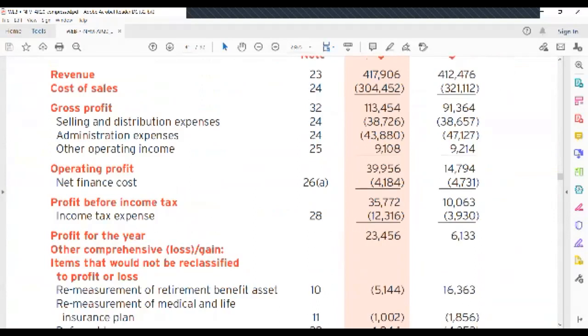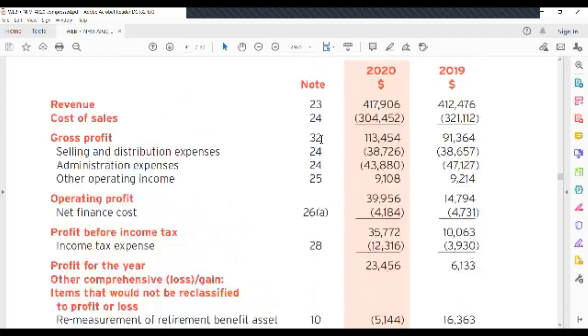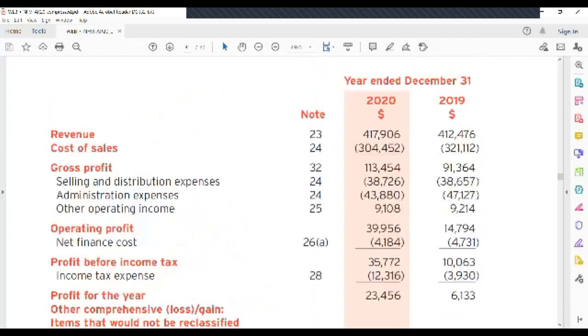So we can see here, NFM profit for 2020 was 23,456. It's much more than 2019. You see these little notes to the side here, these numbers. So when we go to the end, we'll see what these notes represent, an explanation of each item.